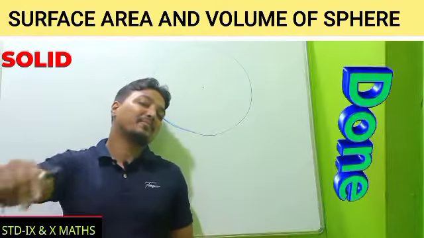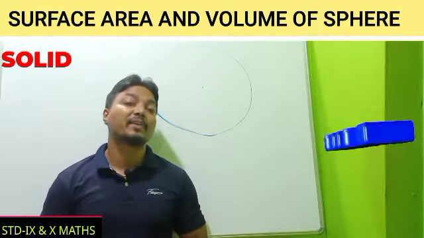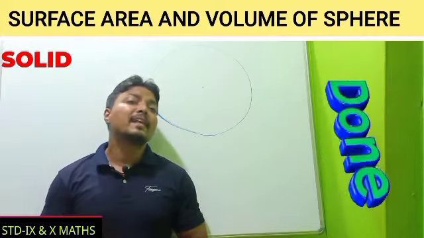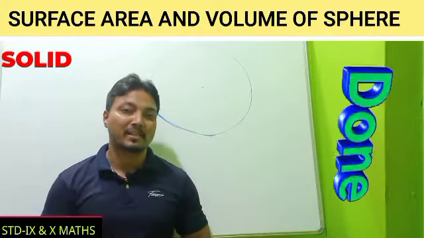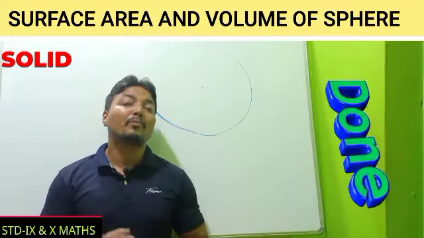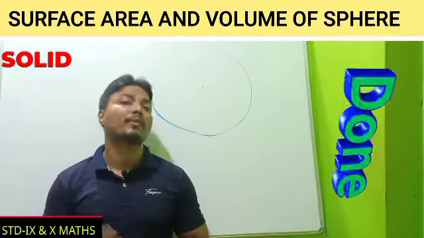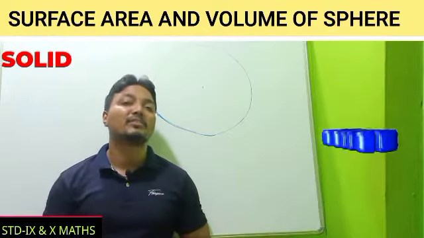This is Devasis Mohanty. Today in this video we will discuss the surface area and volume of the sphere. Everyone knows that the sphere has only one surface, and that surface is a curved surface. So there is no difference between the curved surface area and the total surface area. Curved surface area and total surface area have the same meaning.